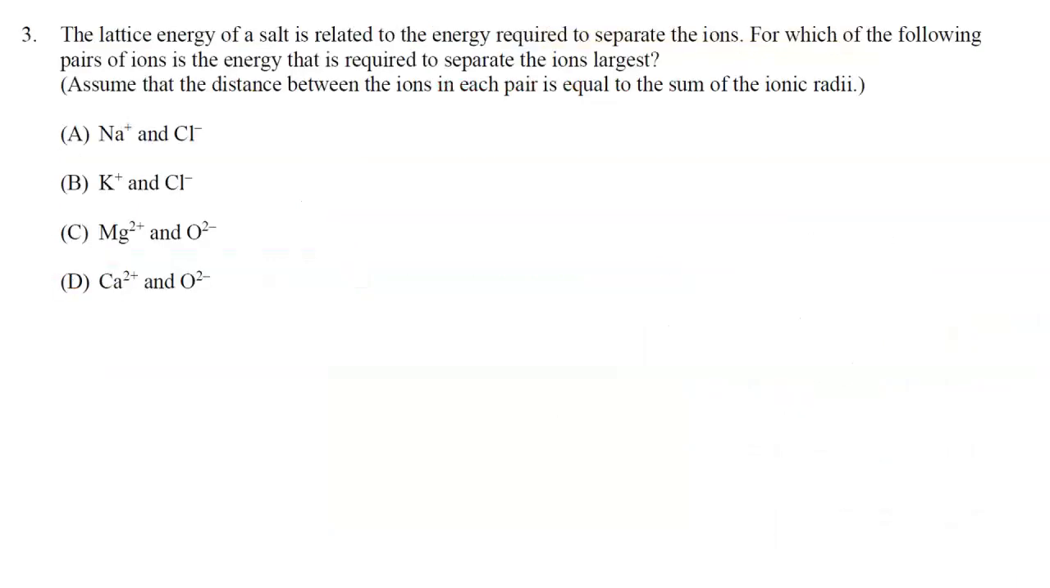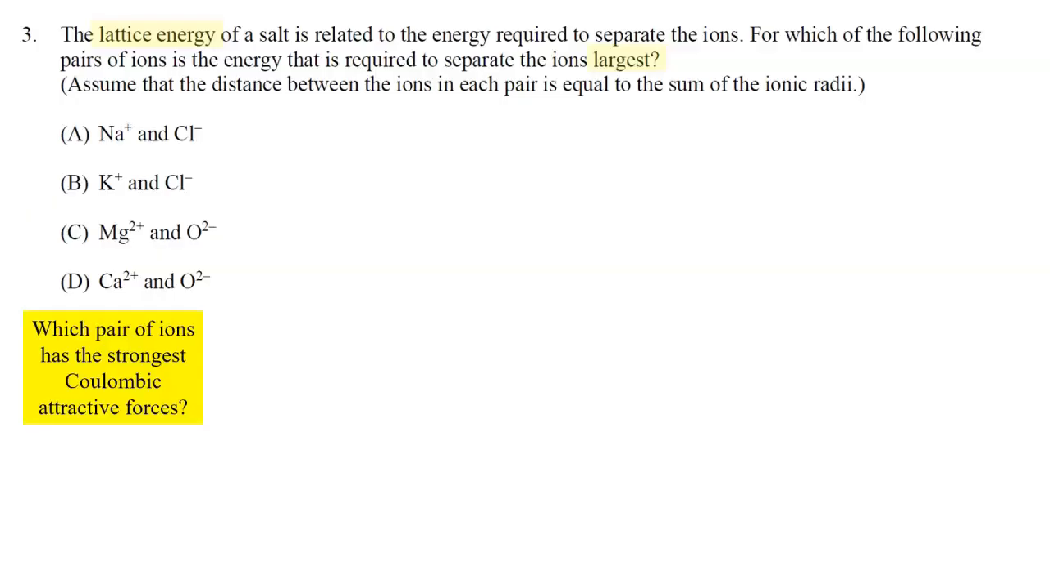Now let's take a look at question 3. Question 3 says the lattice energy of a salt is related to the energy required to separate the ions. For which of the following pairs of ions is the energy that is required to separate the ions largest? Assume that the distance between the ions in each pair is equal to the sum of the ionic radii. So another way to ask this question, looking for the largest lattice energy, is which pair of ions has the strongest Coulombic attractive forces? So we're going to have to consider Coulomb's law to answer question 3.